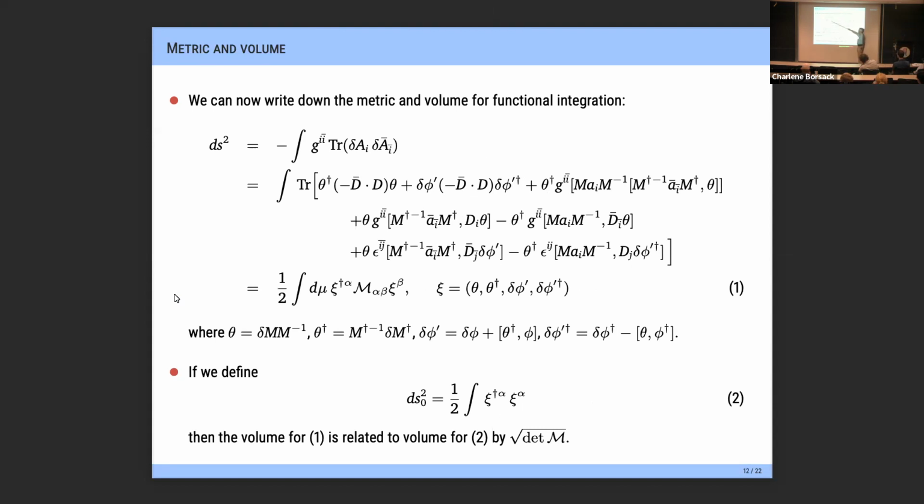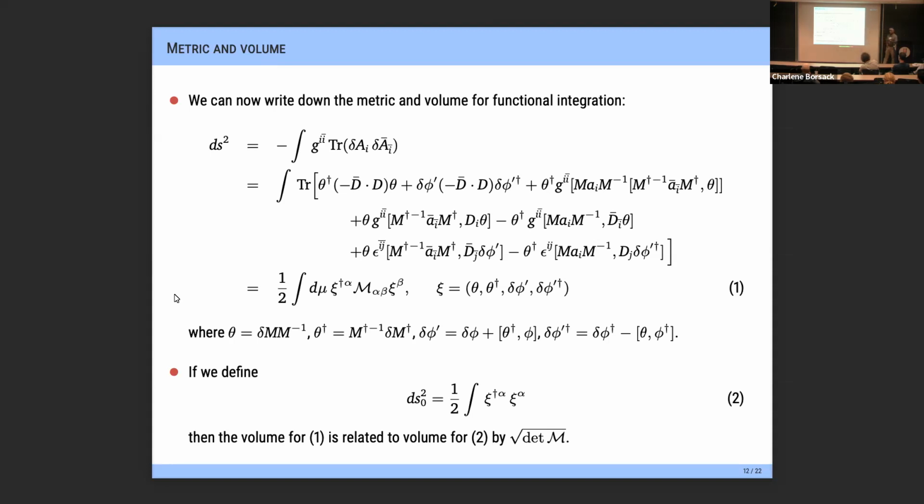Just take variations, put this in here, and you notice that it has the structure of some matrix M, which I call script M here, with these differentials on the left and right. This involves variation of M. Theta dagger is variation of M dagger, and similarly for phi's also. Notice that here is a matrix between theta dagger and theta. Similarly here, there are more complicated terms here.